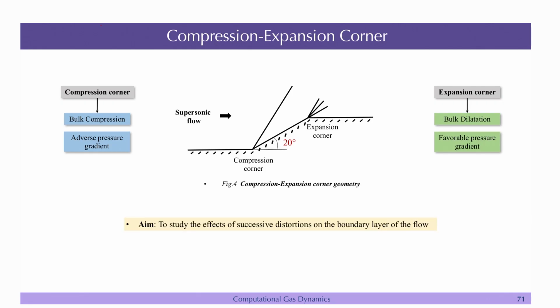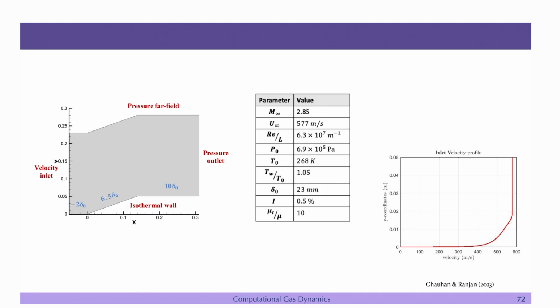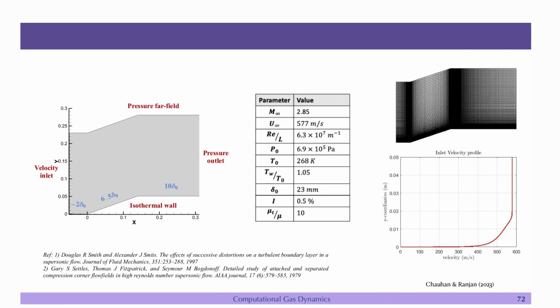The aim is to study the effect of successive distortion of the boundary layer of the flow. There will be distortion here and distortion here, because of the shock and the expansion, and you want to see how it happens. These are some of the parameters. Mach is 2.85, and this is taken from some experimental data. I have the references: Smits and Settles have done experiments on a similar configuration, and these are the boundary conditions that they have given.